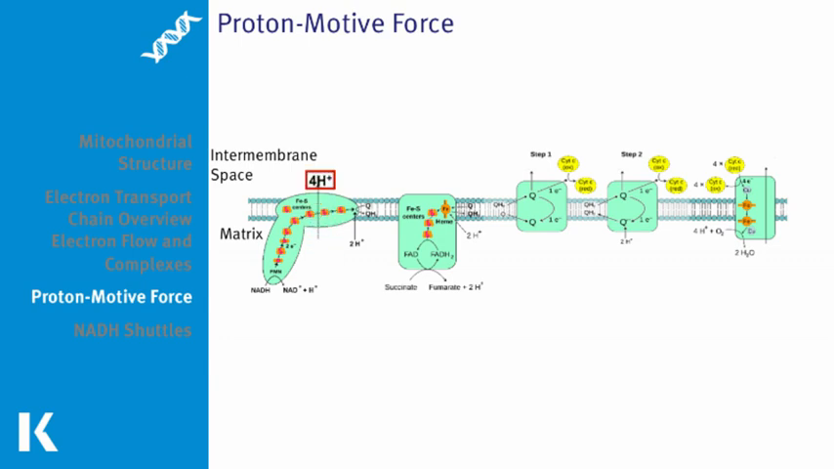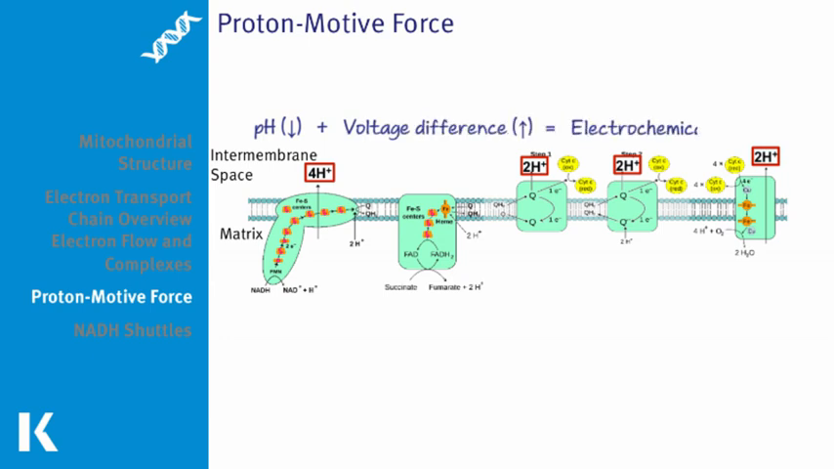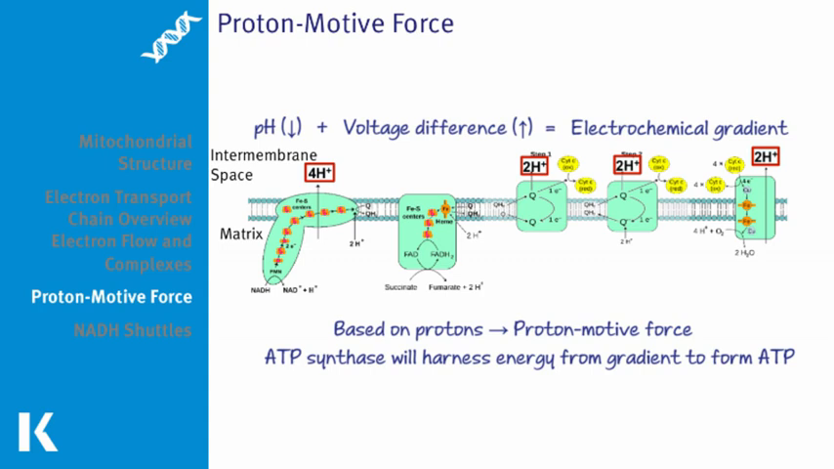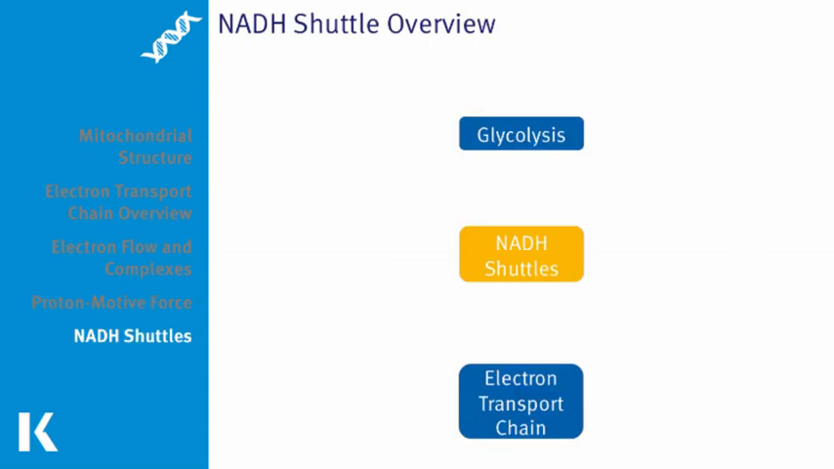As the intermembrane space becomes more concentrated with H+ ions, 2 things happen. The pH out there decreases, and the potential difference grows. Together, these 2 conditions create an electrochemical gradient, which, as the protons equilibrate, is used to fund endergonic ATP formation with ATP synthase. If ATP is one of the outputs from the electron transport chain, then NADH is an input.